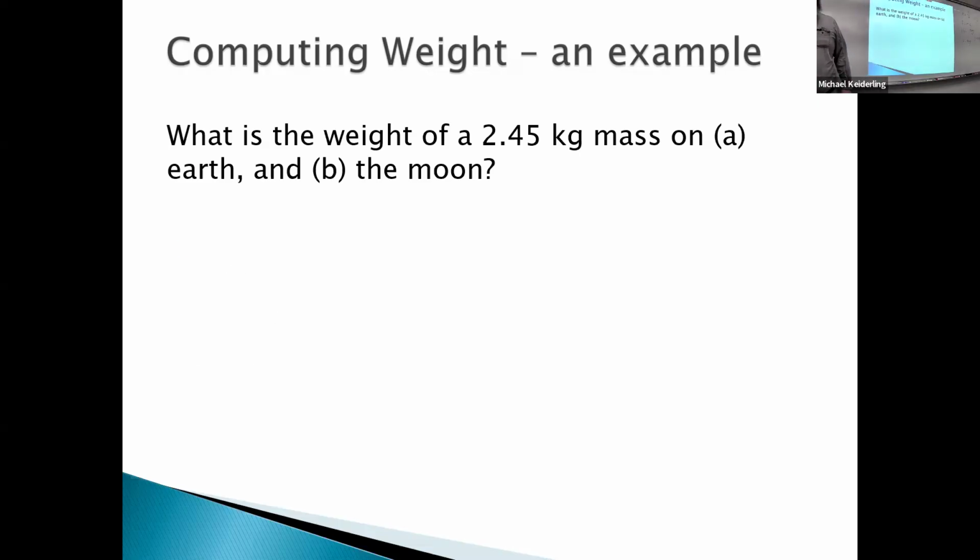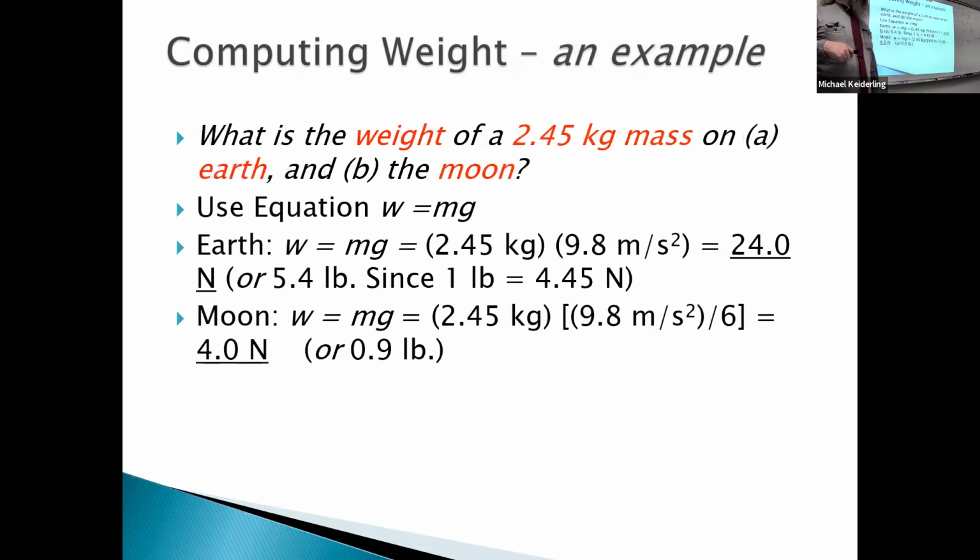So here, we're going to use weight equals mass times g, and g will change. On Earth, g is 9.8 meters per second squared. On the moon, it's a sixth of that, 9.8 meters per second squared divided by 6. So 2.45 kilograms times 9.8 meters per second squared gives you 24 newtons, which is 5.4 pounds.